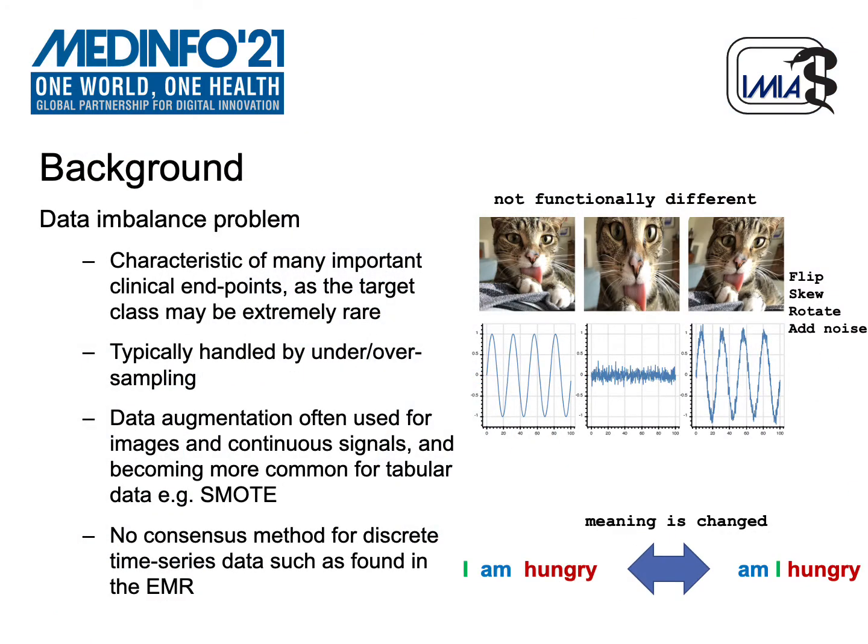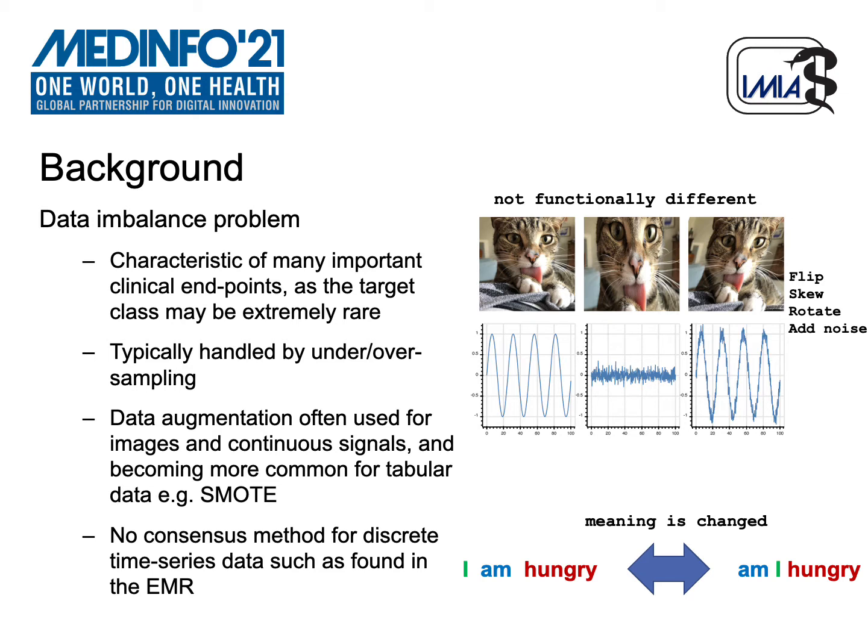The premise of this work is that data imbalance is an important challenge in the development of machine learning models. This is particularly true in the clinical space, where we frequently find that the minority class is the class of interest. For example, when predicting mortality or other important clinical endpoints, we're often dealing with classes that are 5% or less of the total sample.